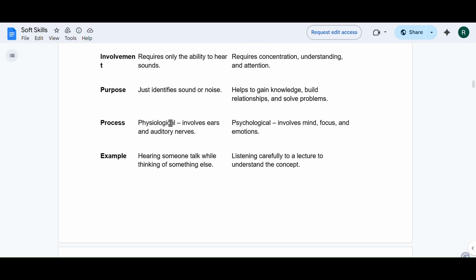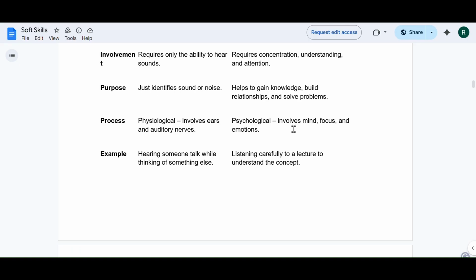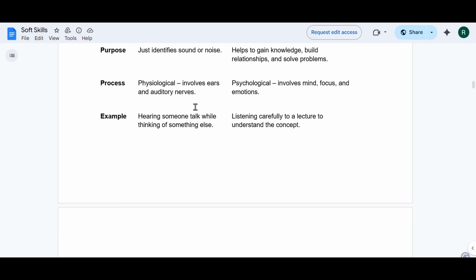Process: hearing is a physiological process where only the ears and auditory nerve are involved. Listening is a process where we involve our mind, we focus on it, and emotions are also involved. For example, hearing a dog bark, a fan sound, or traffic sounds, all these are examples of hearing.